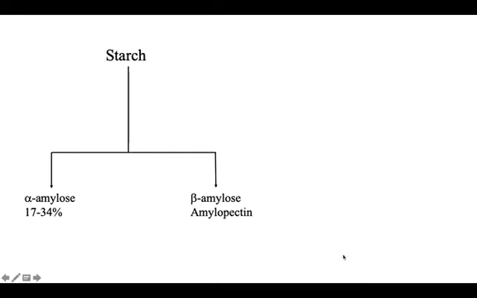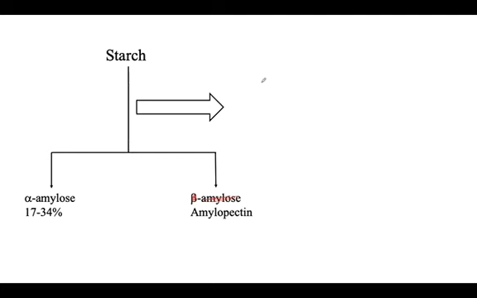So to know the actual structure of starch, starch has been separated into two components. One component is alpha amylose, and not beta amylose. It is alpha amylose and amylopectin.